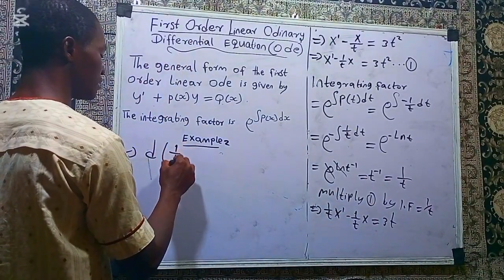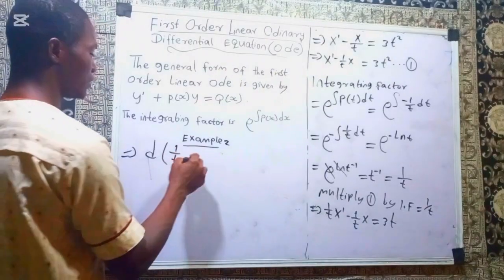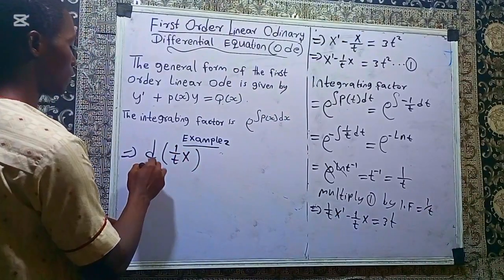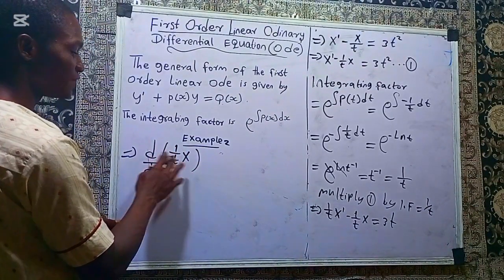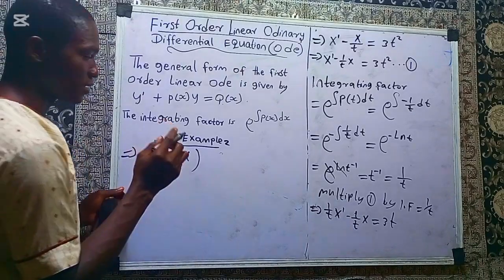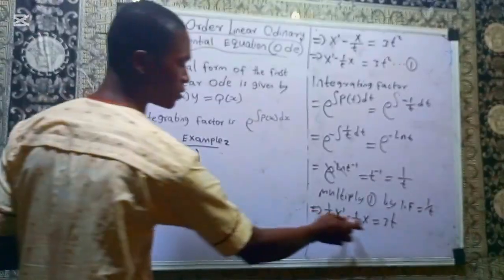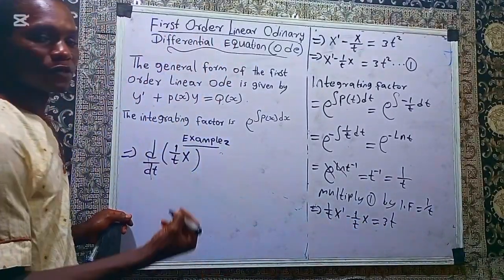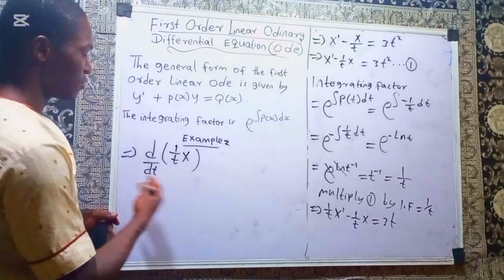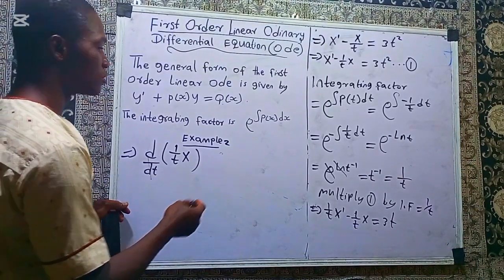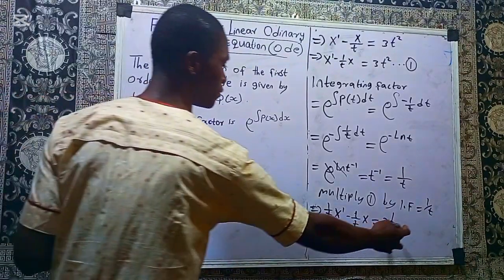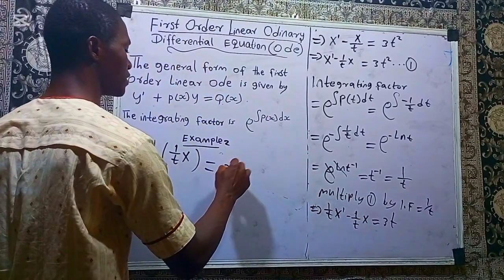Multiply the dependent variable x with the integrating factor, 1 over t, and take the derivative of it with respect to the independent variable. So this will give us all these things we have at the left hand side. We proved that in our previous class. So this equals to what? It equals what we have at the right.